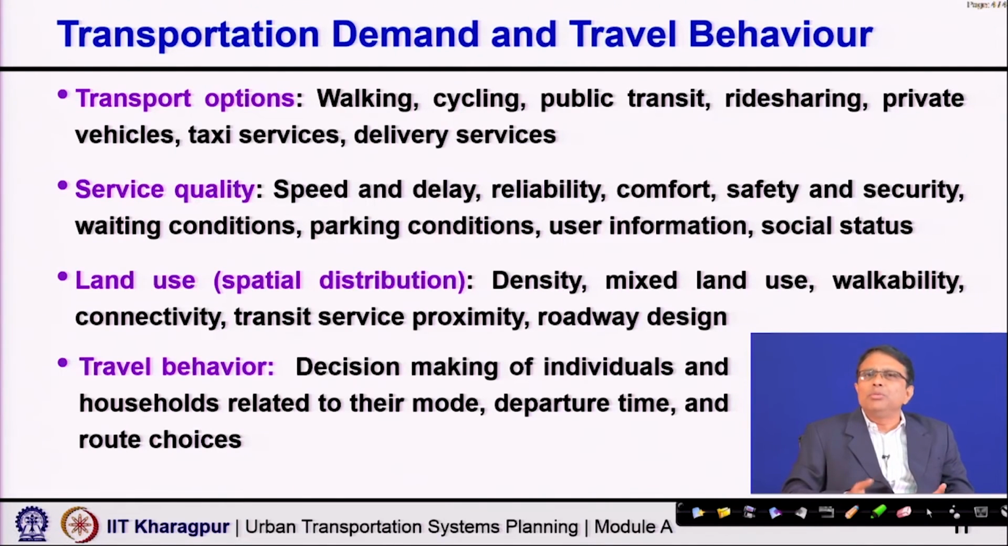Then it also depends on transport options. What are the alternatives available to us? We want to travel from point A to point B. Can we walk? Is it a distance where you have roads and also equally nice footpaths available, and the trip length is reasonable for you to walk? If not, then what are the other motorized modes available? Maybe a bus, maybe a taxi, a shared auto or shared taxi, or a private vehicle may be available. So, the transport demand also gets influenced depending on the transport mode.